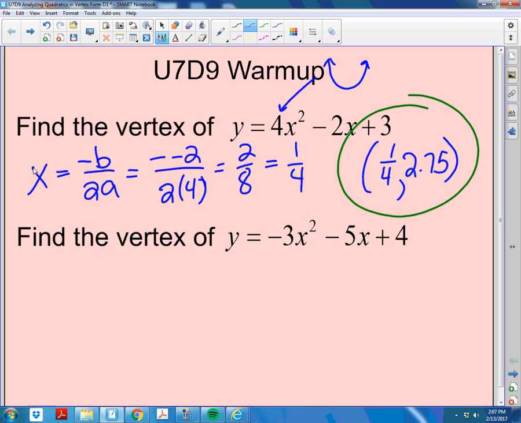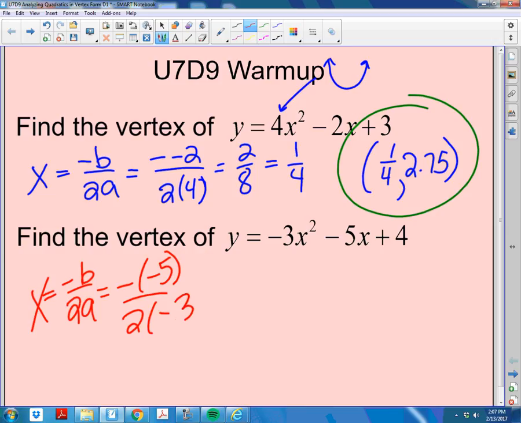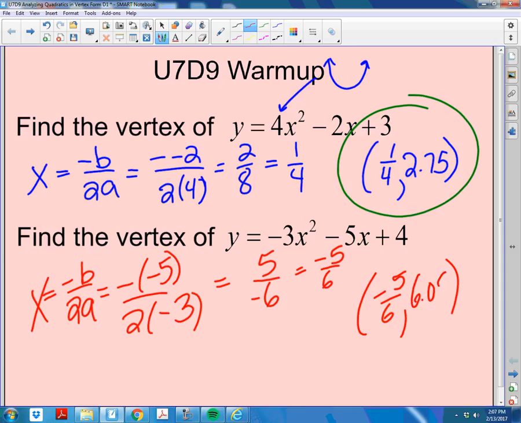I see no symmetry, so I go back to negative b over 2 times a, which is negative 5 over 2 times negative 3, which is 5 over negative 6. By the way, don't give me that as an answer. Remember when we talked about I don't like negatives in the denominator? Move them to the numerator. It's negative 5/6. So I know it's negative 5/6, something. So I go to second window, type in negative 5 divided by 6, go back to my table, arrow up twice, 6.08. Round to the hundredths if it goes on and on.